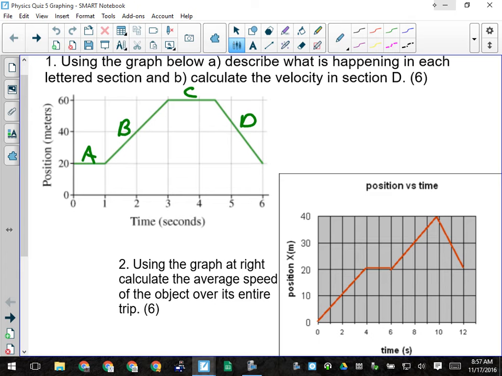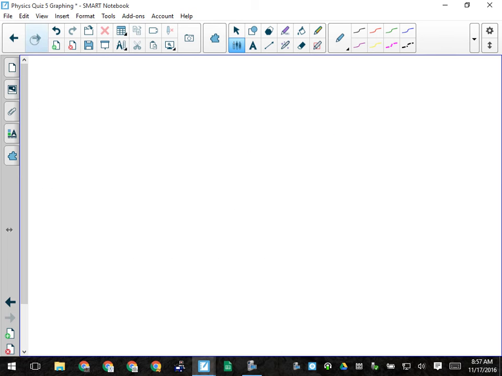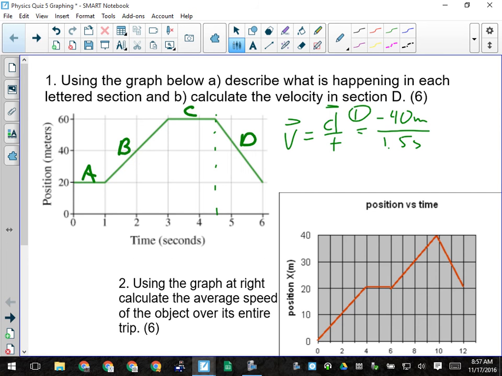And then calculating the velocity in section D. Velocity is displacement over time. The displacement in part D is 40 meters backwards, or negative 40 meters. And the time is 1.5 seconds, because it starts right here. So if they have something like this, give them a mark. And then our final answer here should be, oh, I don't have it on there.